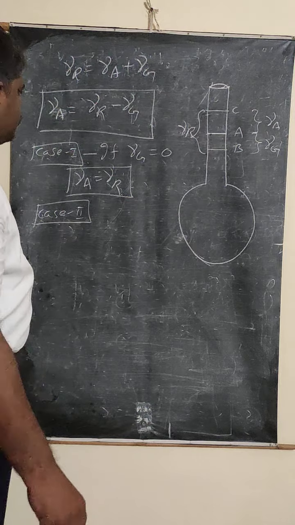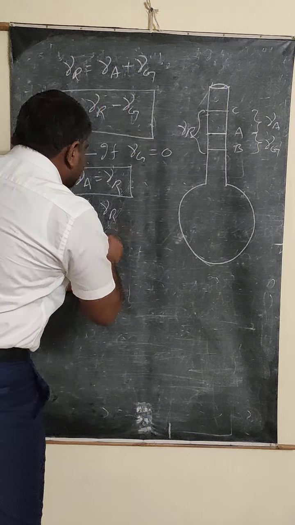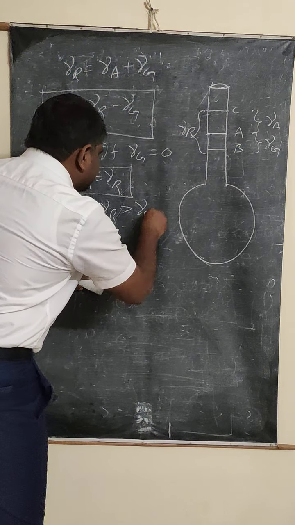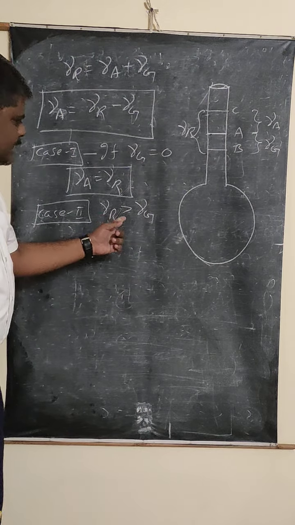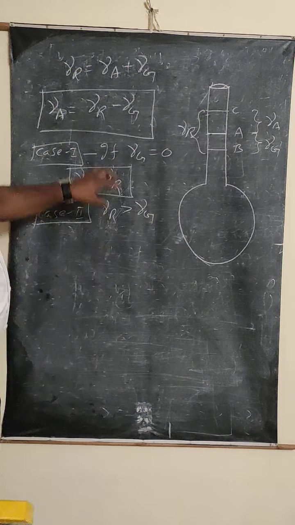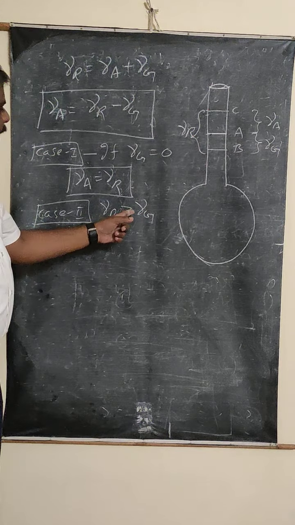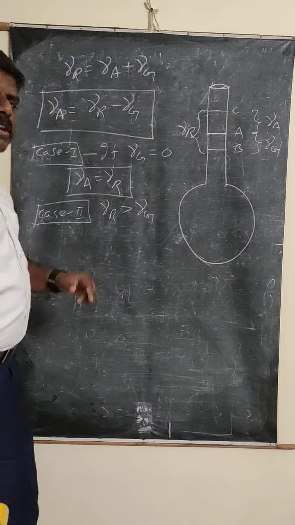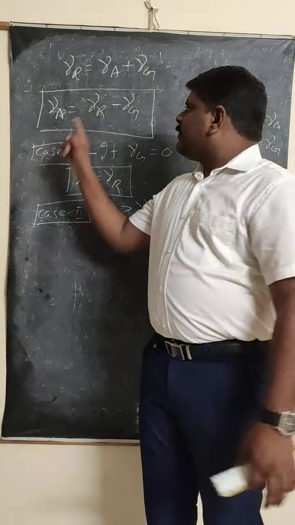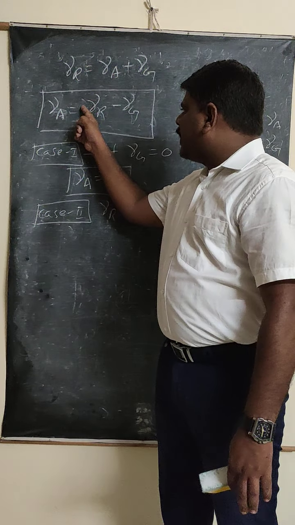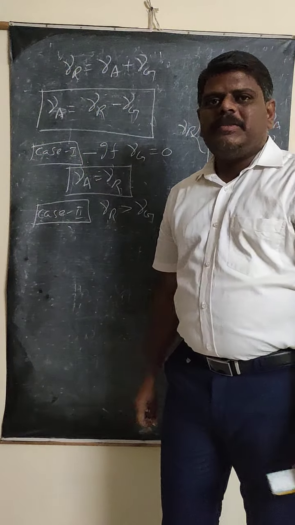In case 2, the condition given is that gamma r is greater than gamma g. That means the real expansion is greater than the volume expansion of the flask. If gamma r is greater than gamma g, from this equation, what will you get for gamma a? Is it positive or negative? Gamma r is maximum, so it is positive. Gamma g is minimum, and it is subtracted. Obviously, gamma a is positive.